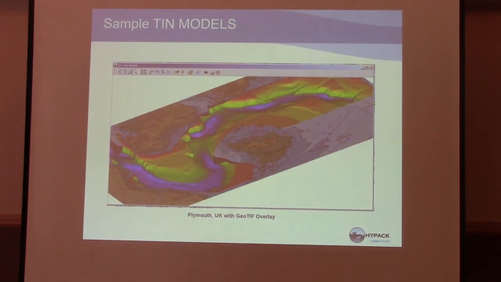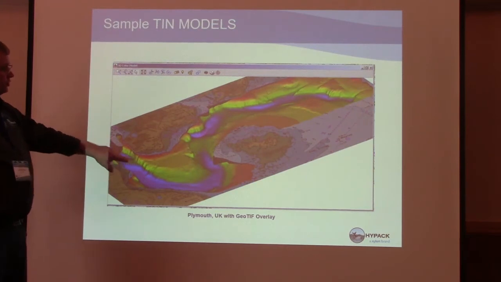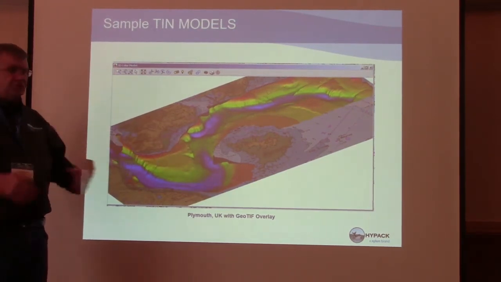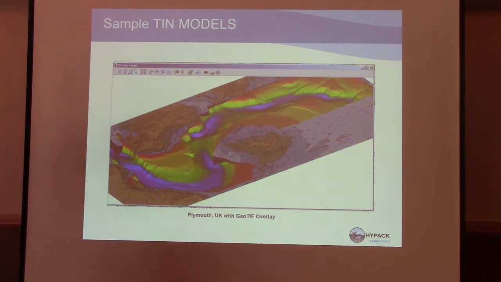So here we have a sample of a TIN model with the draped charts. So you can see where the chart exists. If the TIN exists, it cuts out the chart and it draws in the 3D model of it. It creates a nice image for a report. It's done in the 3D color model window where you can actually set those.